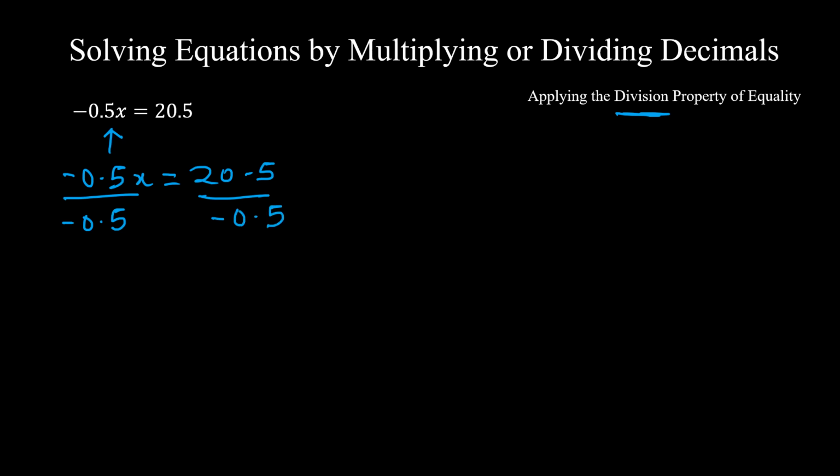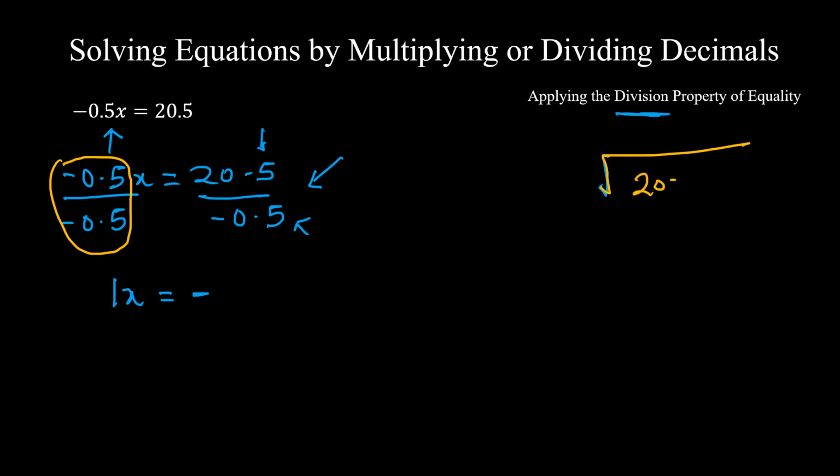So here I'm going to have negative 0.5 divided by negative 0.5. This is going to be 1. So I'm going to have 1x is equal to whatever I get here. Now, because it's a positive number divided by a negative number, my answer is going to be negative. Let me figure out what my answer is going to be by doing my division over here, and let me use a different color for this. So I have 20.5 divided by 0.5.